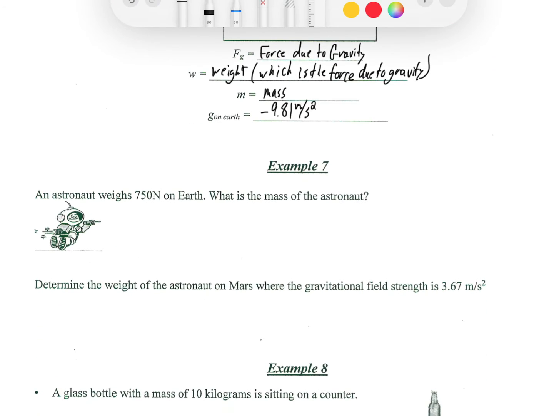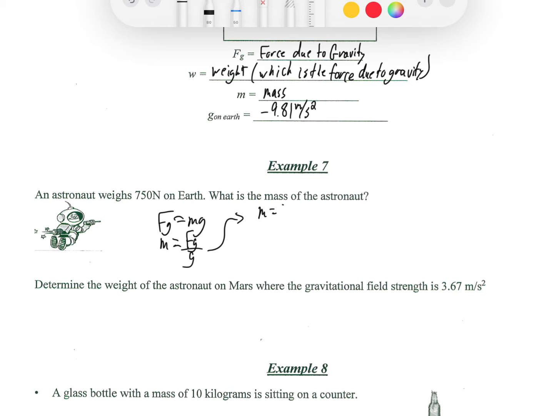So let's take an example right here. We have an astronaut that weighs 750 newtons on Earth. What is the mass of the astronaut? So we can use our formula from before. Force of gravity was mg. Now we can rearrange our letters. So mass equals Fg over g. And we can plug in some of our numbers.